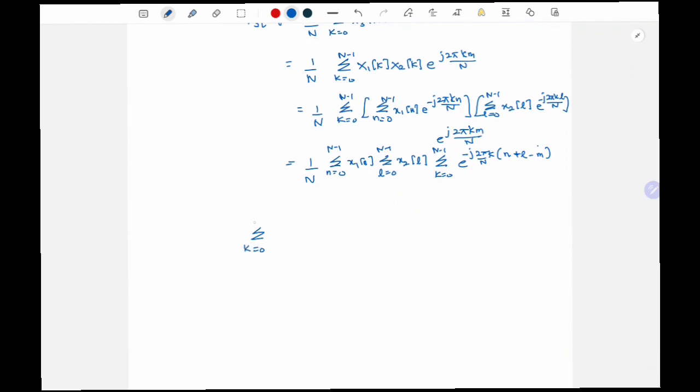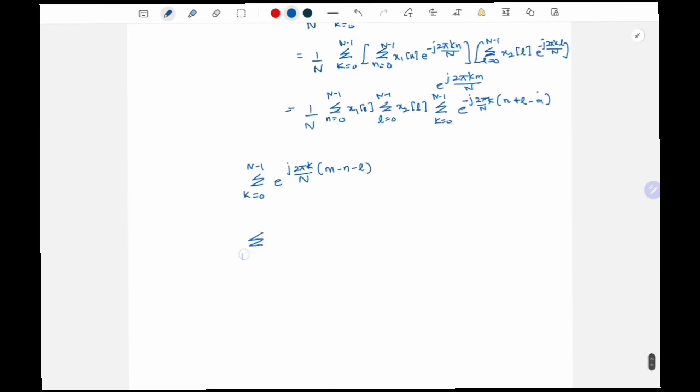So I need to solve this summation, k equal to 0 to n minus 1, e power j, I'll take the minus term inside, 2 pi k by n into m minus n minus l. So if I have summation k equal to 0 to n minus 1 of a power k, then for a equal to 1, I'll have this equal to n, and for anything else I'll have 1 minus a power n by 1 minus a, for a not equal to 1.